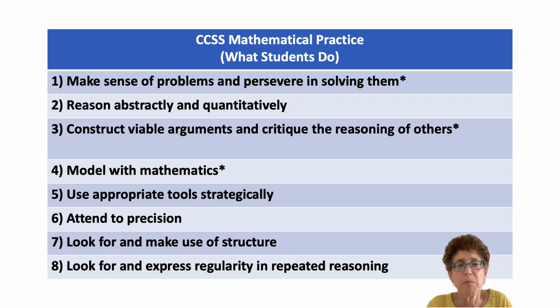Number 4, model with mathematics. And that means using objects to represent math ideas as tools. It's similar to number 5, use appropriate tools strategically. This is more about knowing the right scale, the right measurement system, knowing basic ideas about the concept that kids are learning. And 7, 8, and 9 are good as well. Kind of going to run through them. Attend to precision, be careful.